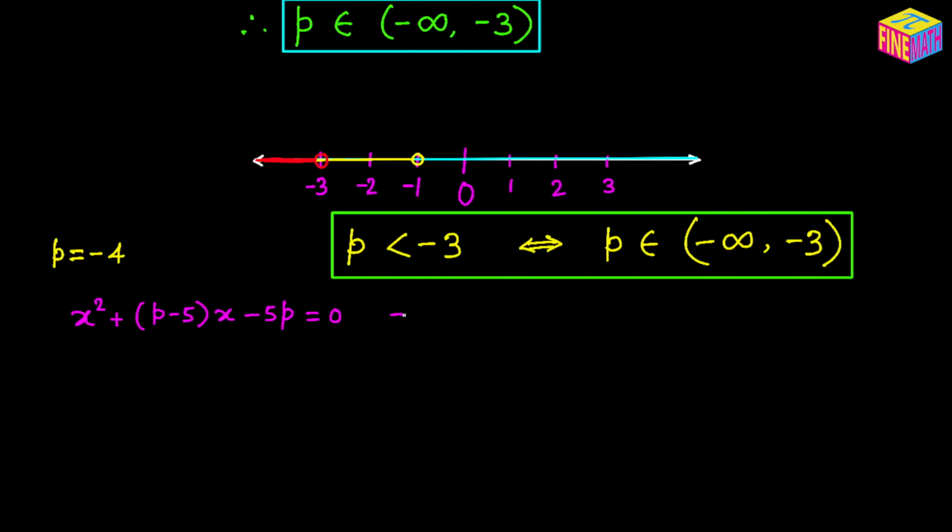So if we use negative 4 for p, then our equation is going to look like this. It will be x squared plus, for p I am using negative 4, and negative 5 was already there, times x, and then minus 5 times negative 4, because we are using negative 4 for p, and that is equal to 0. That's our quadratic equation. And from here, what do we get? This is actually x squared minus 9 times x plus 20.